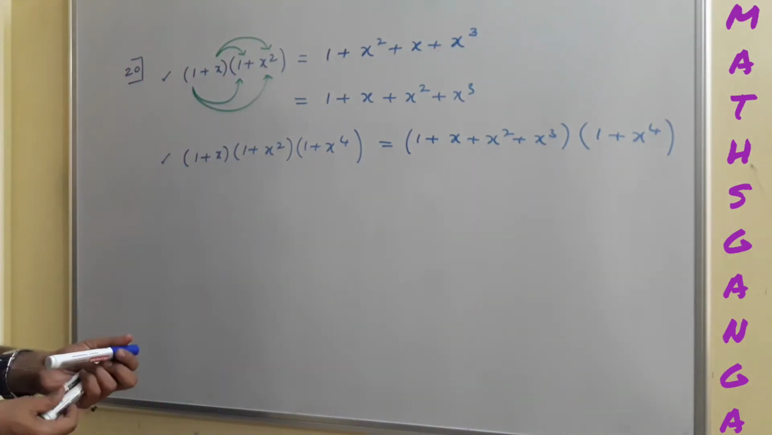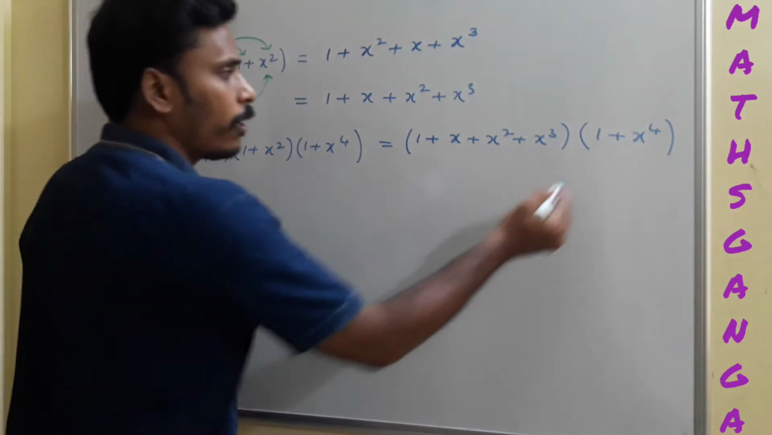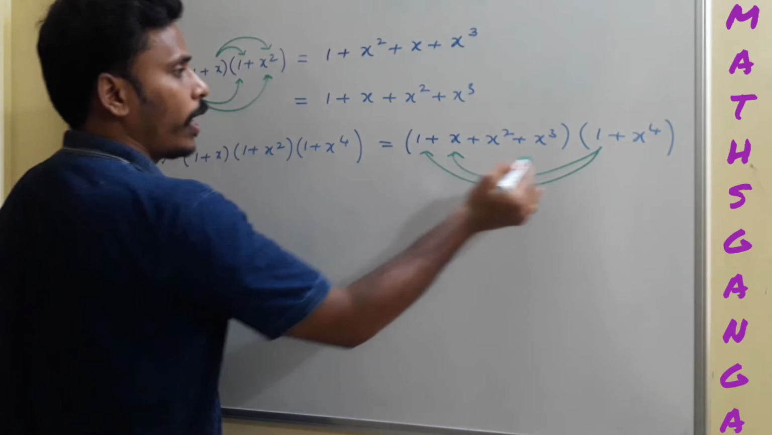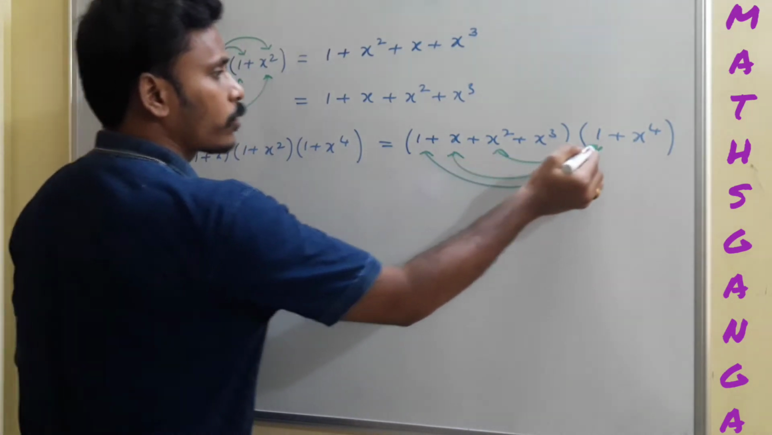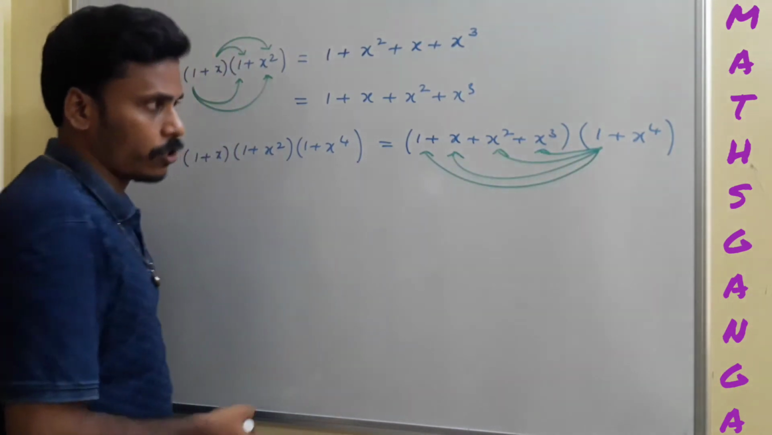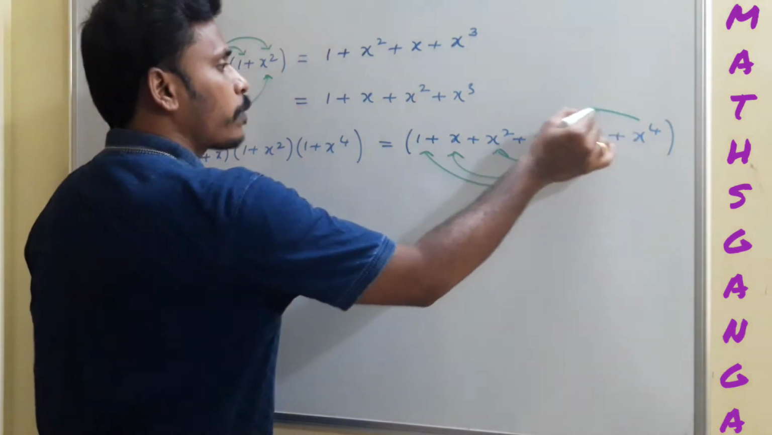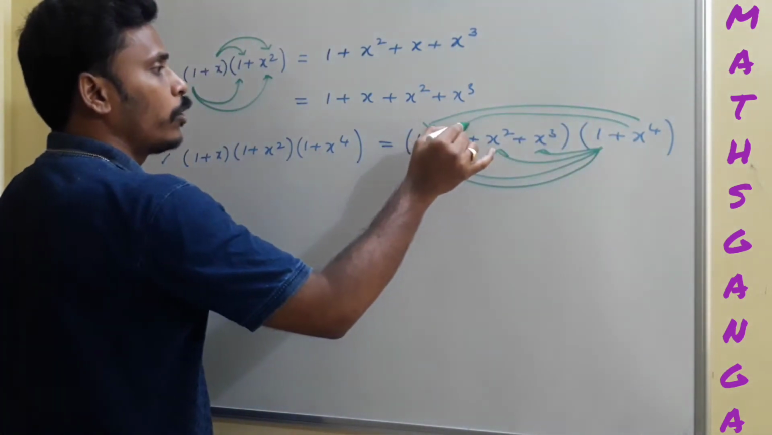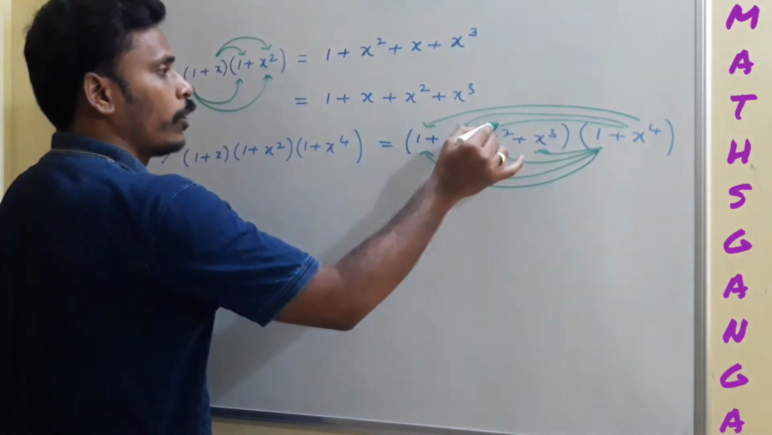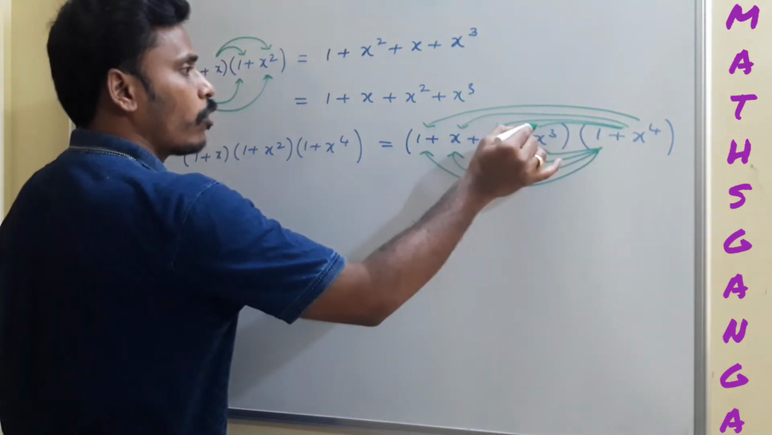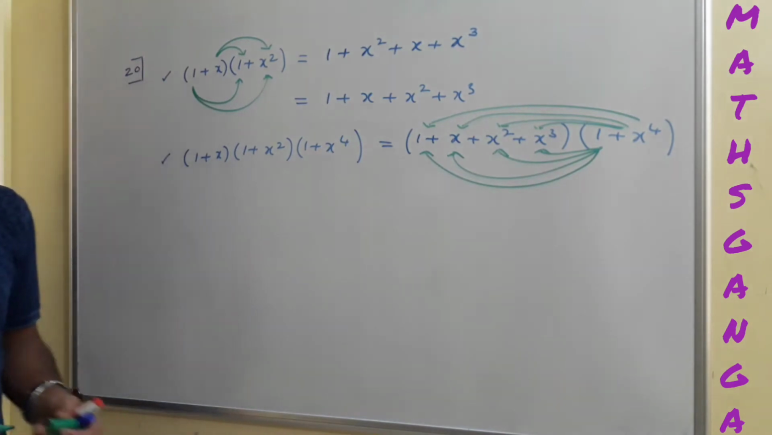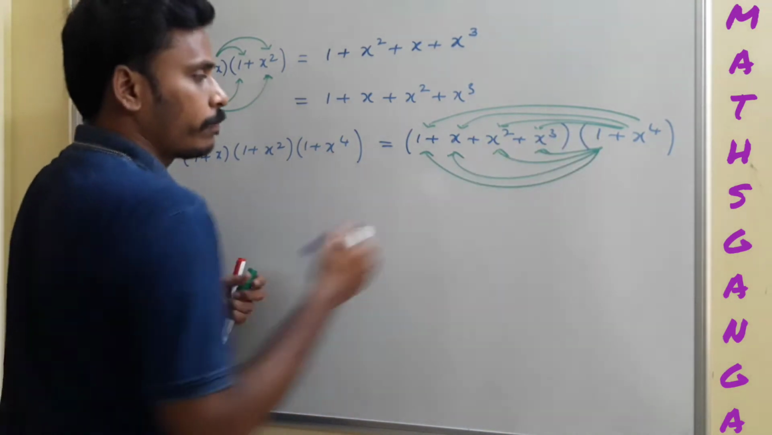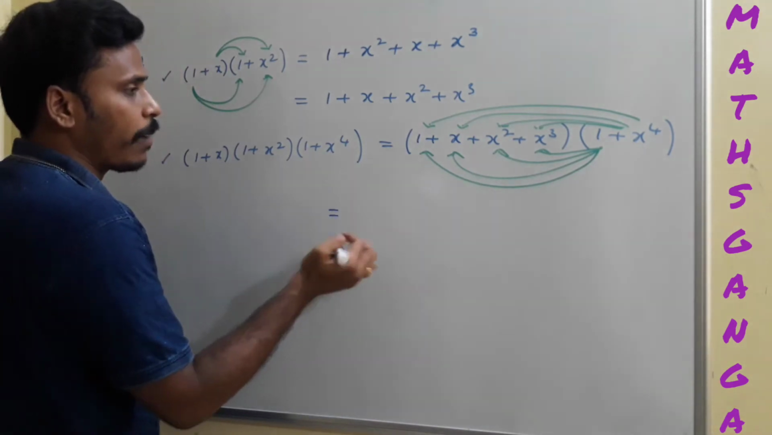So again we have a chance by the distributive property. So this 1 into 1, this 1 into x, this 1 into x square, this 1 into x cube. And then we need to start with x power 4. x power 4 into 1, x power 4 into x, x power 4 into x square, x power 4 into x cube. Like that we need to multiply. Is it clear? Now, see, if I start with 1, you just observe what miracle happens here.